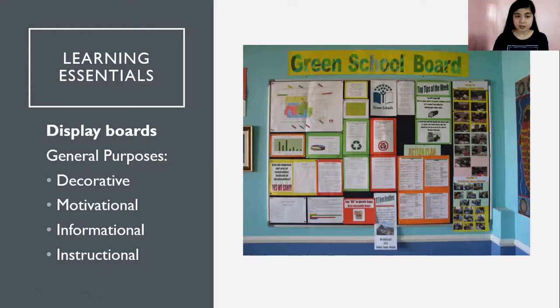Number three, it must be informational. They are used as a strategy to readily disseminate information. And the last one, instructional. They move students to respond and participate through interactive displays. Okay, so the criteria, there is actually a set of criteria for evaluating bulletin boards. It includes effective communication, attractiveness, balance, unity, interactivity, legibility, correctness, and durability.